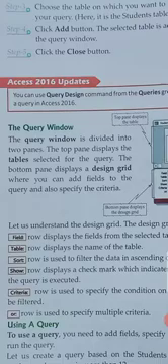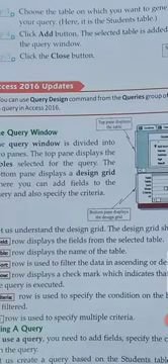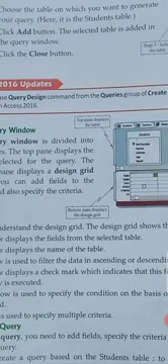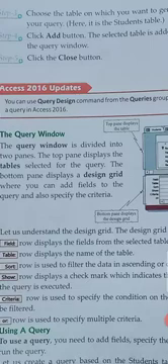Let us understand the design grid. The design grid shows first the field row. It displays the fields from the selected table. The Table row displays the name of the table. In the Sort row we will write the sort order. Already all of you are familiar with sort. It will arrange in ascending and descending format. The Show row displays a check mark which indicates that this field will be filtered. The query is executed.